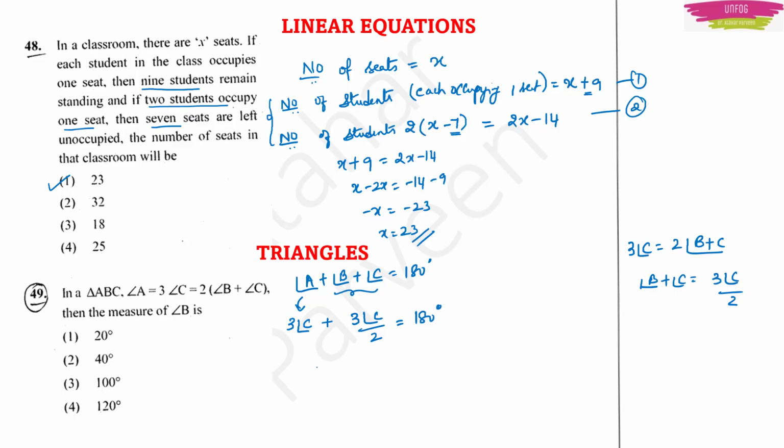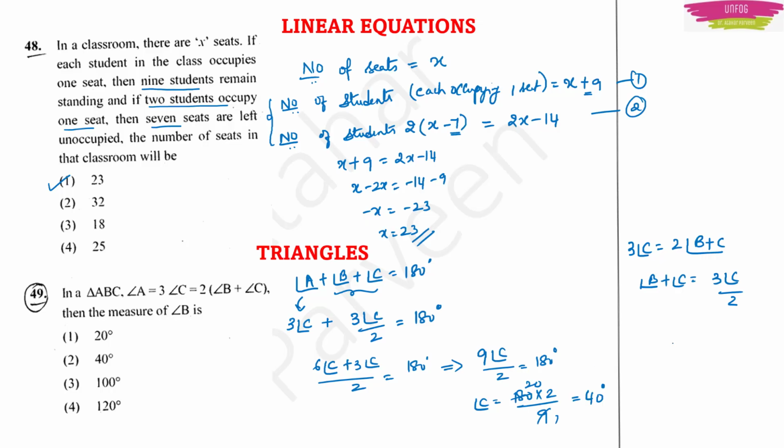Now just to simplify, you get 6 times angle C plus 3 times angle C by 2 if you do the LCM. So this will be equal to 180 degree, or 9 times angle C by 2 is equal to 180 degree, or angle C is equal to 180 into 2 by 9. 9 twos are 18, so 20 twos are 40. So that is your angle C.